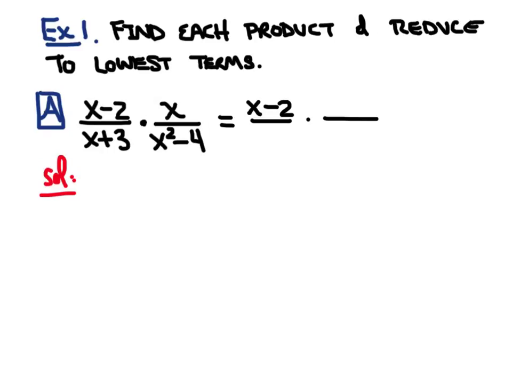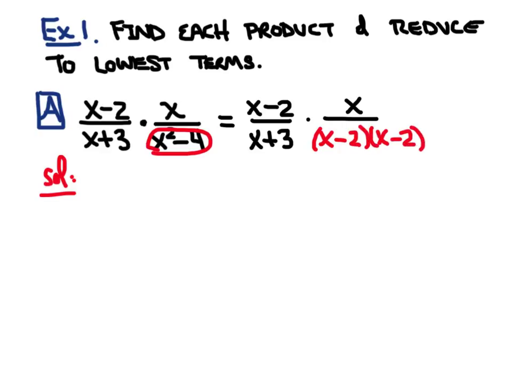expressions here. So on top I have x minus 2 of the first one. On the bottom I have x plus 3. Those are as simple as they can be. But this bottom piece, x squared minus 4, can actually be factored. It's the difference of squares. If you remember our special product video, it's x minus 2 times x plus 2.